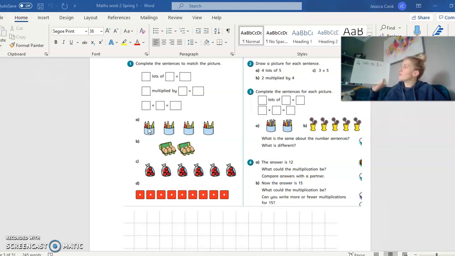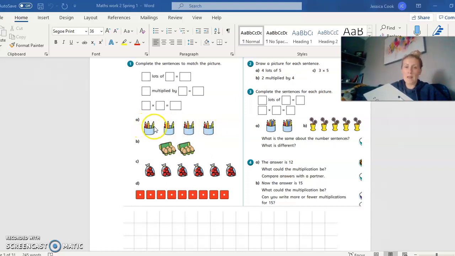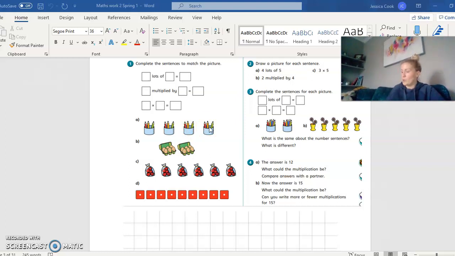So with 4 lots of 3 equals, well, what I might do is I could count in 3s: 3, 6, 9, 12. But if I don't feel confident with that, I could maybe go 1, 2, 3, 4, 5, 6, 7, 8, 9, 10, 11, 12. So I know I've got 12. So we've got 4 lots of 3 equals 12.